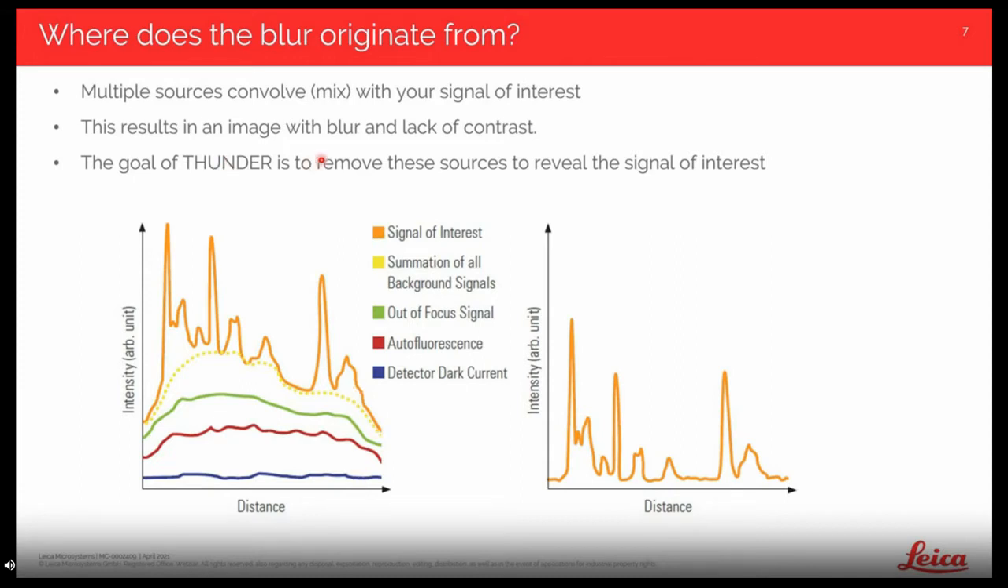These are just a few examples. This results in an image with blur and a lack of contrast because our true signal is riding against all of this other background signal, which lowers our signal to noise. The goal of Thunder is to remove these out-of-focus sources and really give a higher contrast, better signal to noise on the true signal. So on the right, we can see an example of what Thunder would be doing, where we remove that background, and now we have better signal and noise across our true structural details.